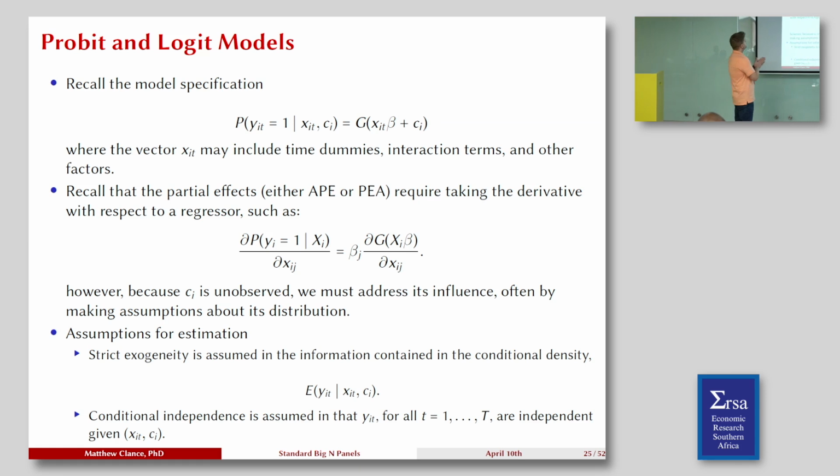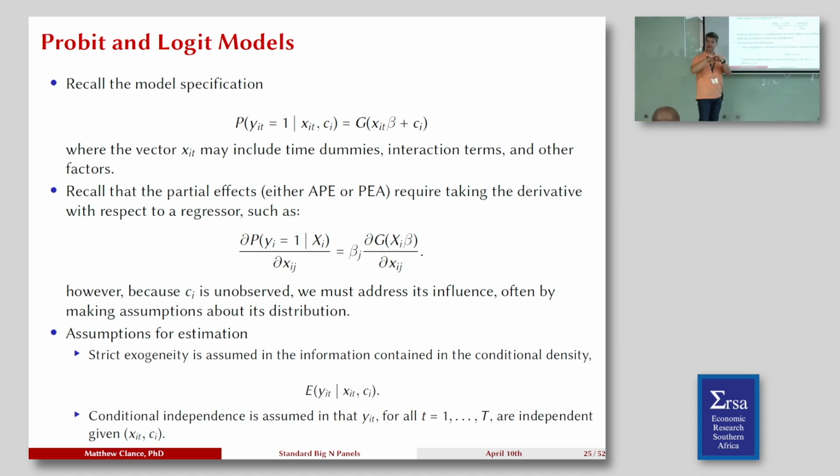So when it comes to the Probit and Logit, recall the specification in terms of we're looking at the probability of success given the right-hand side variables, and now we've added the CI. We're basically entering the CI into our particular G function here. And we could add in time dummies, interactions, and other things. If we were to try to run the partial effects or marginal effects, get in your head that what we're having to do is actually adjust here. Right?